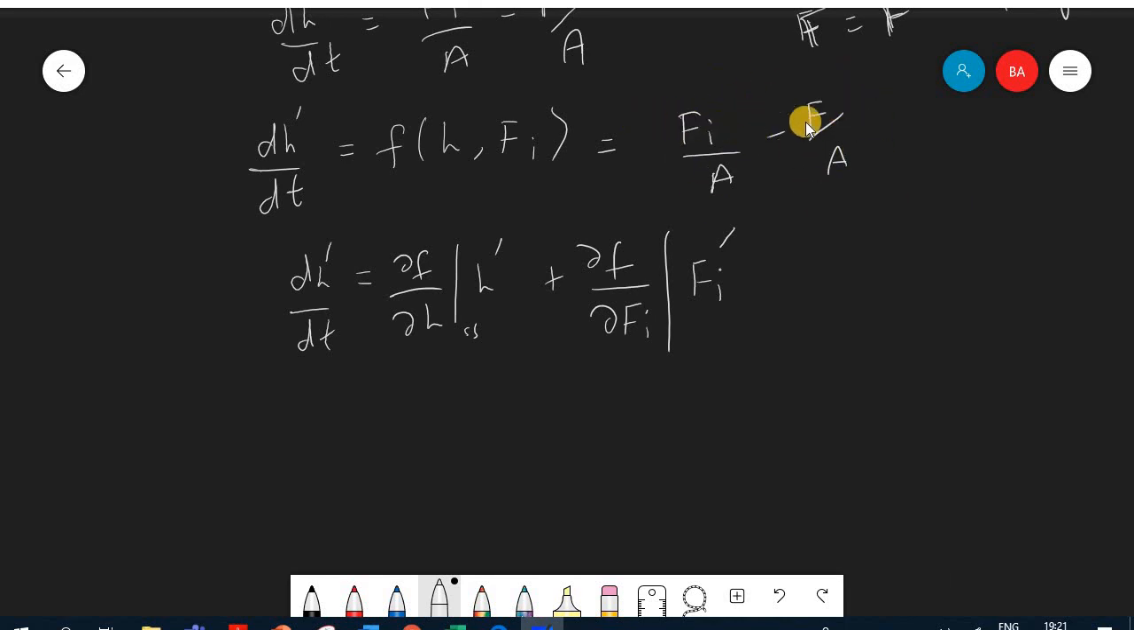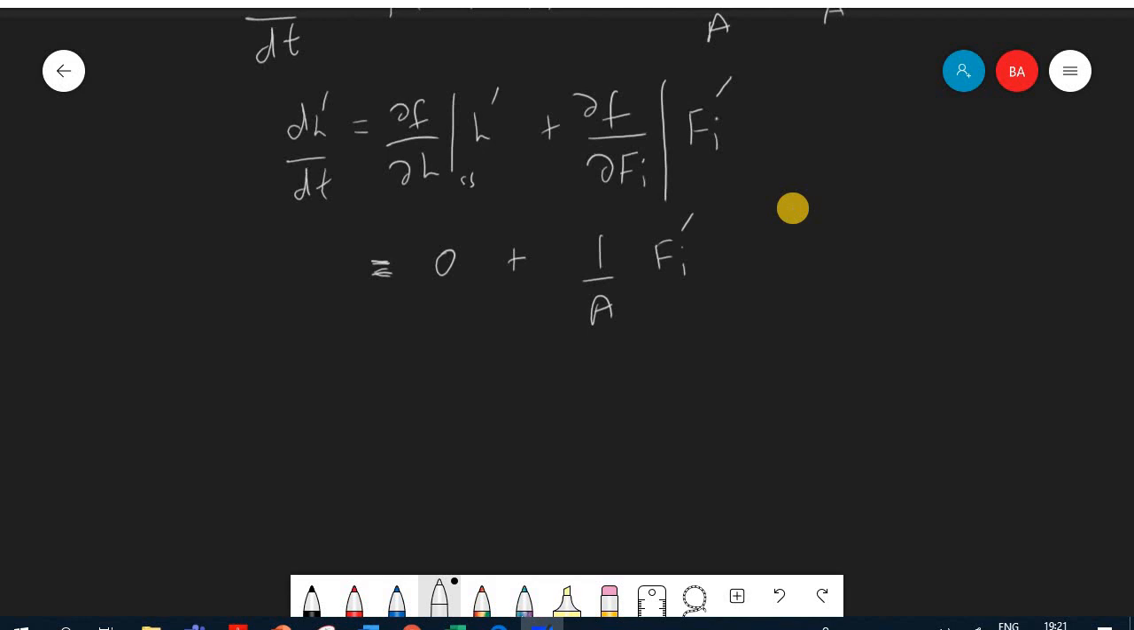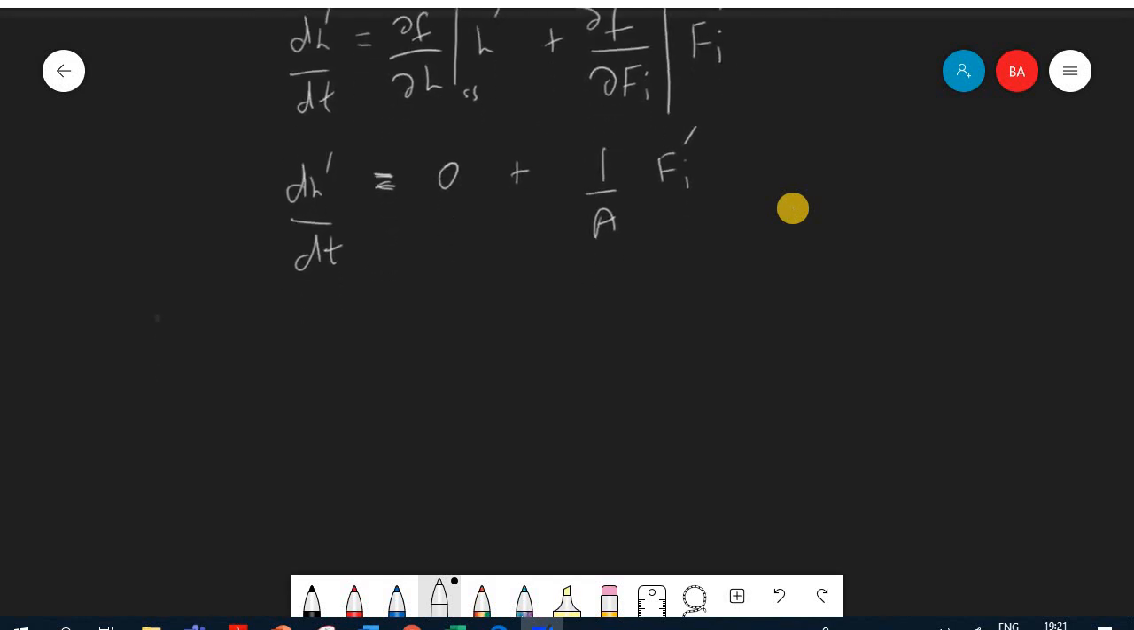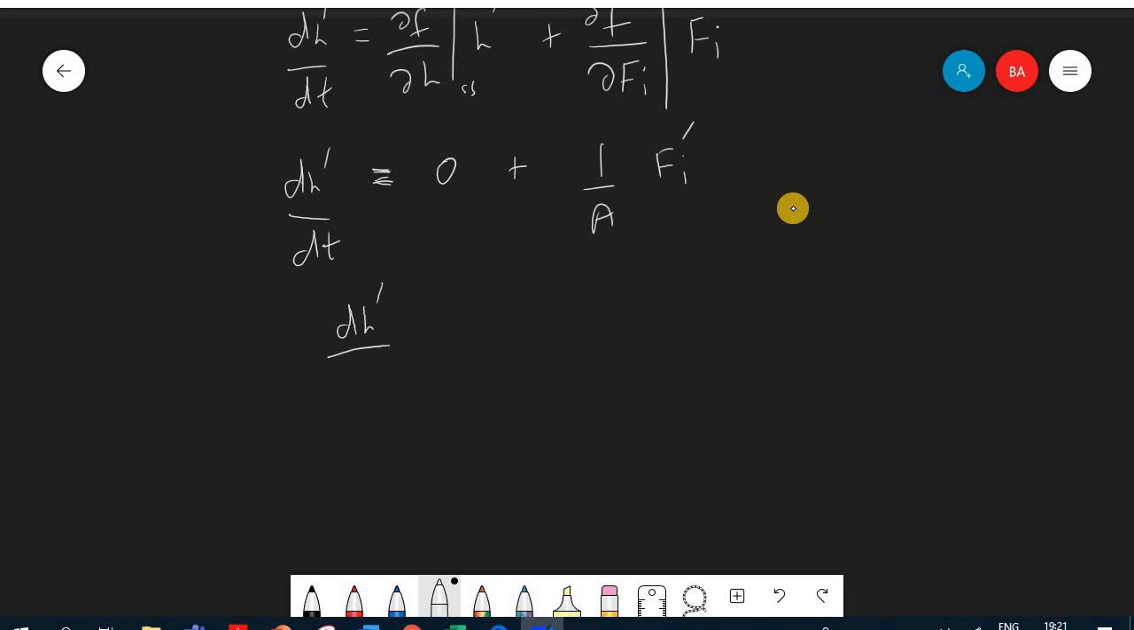Phi is not a function of h, so there's no h. So simply, the first term is going to be 0, plus df by d-phi, which is 1 over a. So that's 1 over a into phi prime. So my equation is just like that: dh prime by dt is equal to 1 over a into phi prime.